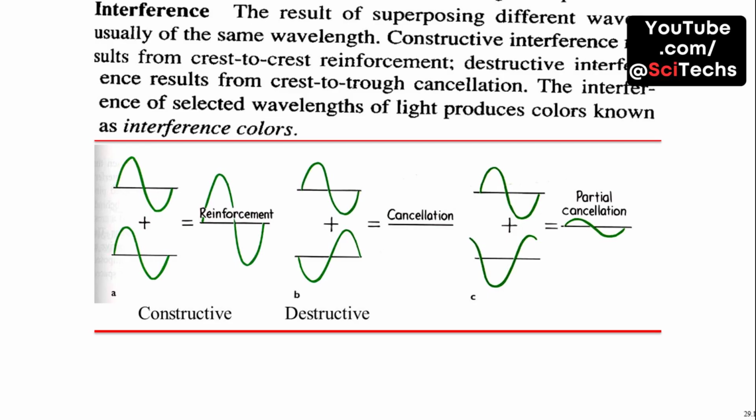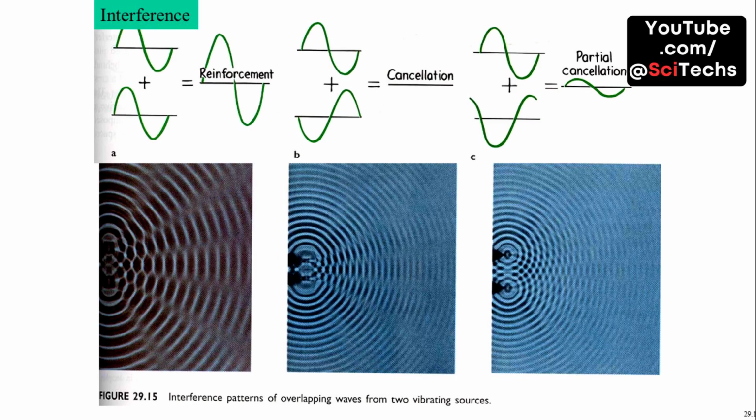Interference occurs when two or more waves overlap, resulting in reinforcement or cancellation. Constructive interference leads to brighter light, while destructive interference can cancel out the light. Interference patterns are created when overlapping waves from two sources interact. These patterns can be seen as concentric circles or other shapes depending on the wave sources.